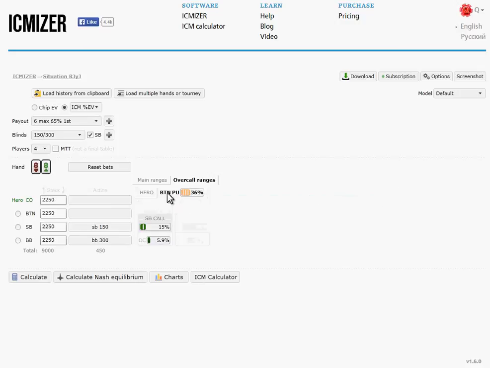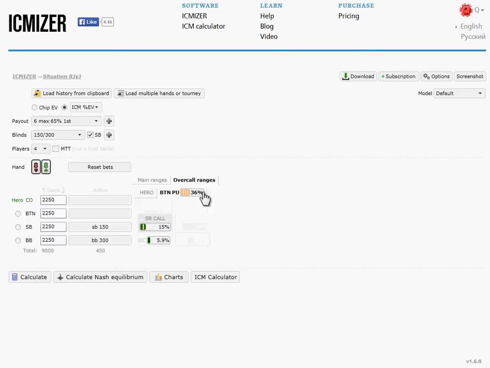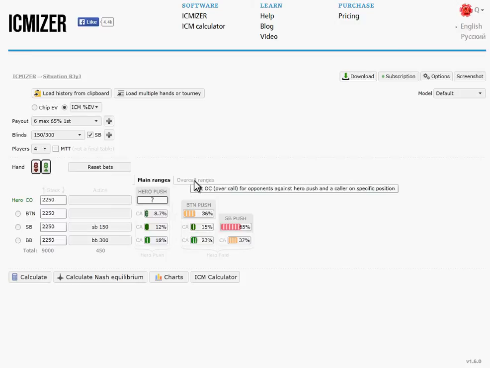On the overcall range for button push, you can see that if button pushes 36% of hands, small blind will call with 15% of hands, and big blind will overcall that with 6% of hands. Again, note that you can use calculate Nash button to assign all those ranges. It may sound like a lot of ranges, but they are all really required.